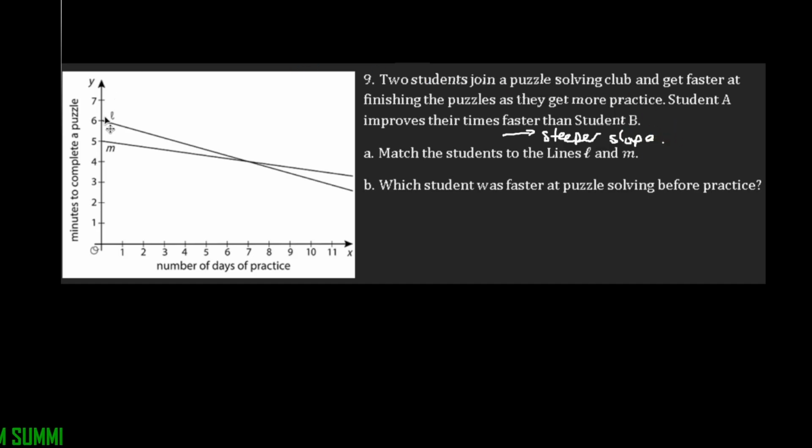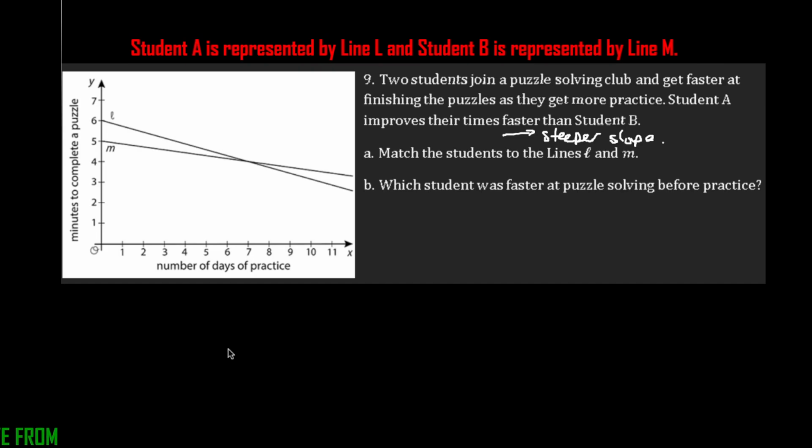And so which one has a steeper slope? Well, line L has a steeper slope because it's decreasing faster. And it makes sense because it's showing the minutes of time that it takes to complete that puzzle. So student A is represented by line L, and student B is represented by line M. Both of them are decreasing, however line L is decreasing faster, which is why it passes line M, and we say that student A improves the time faster, so line L goes with student A and line M goes with student B.